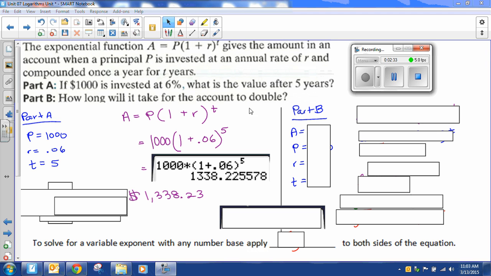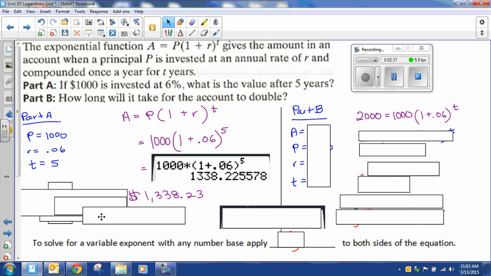How long will it take for the account to double? Because we are doubling the amount of money, the principal is still $1,000. The interest rate is still 6%. And we're trying to find out how long it will take, so t is our question mark. Now, because we are doubling the money, A is now $2,000, because double 1,000 is 2,000.